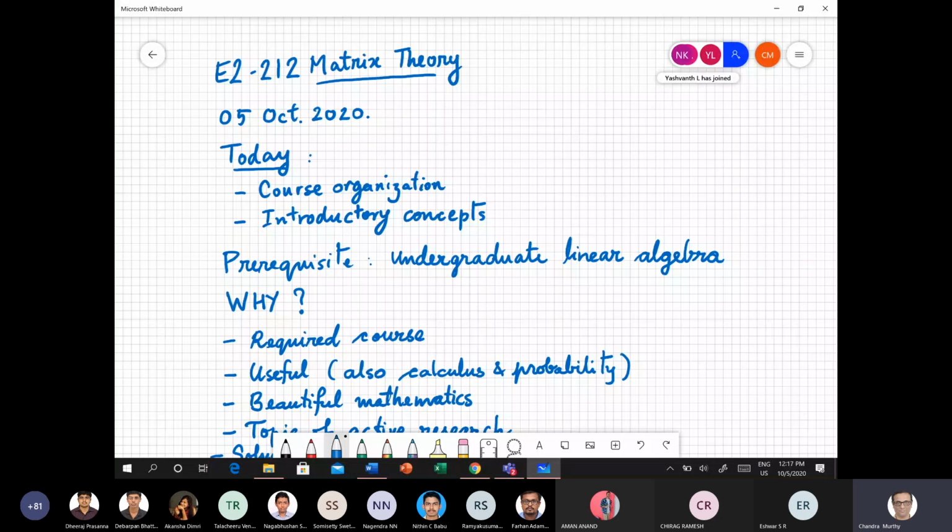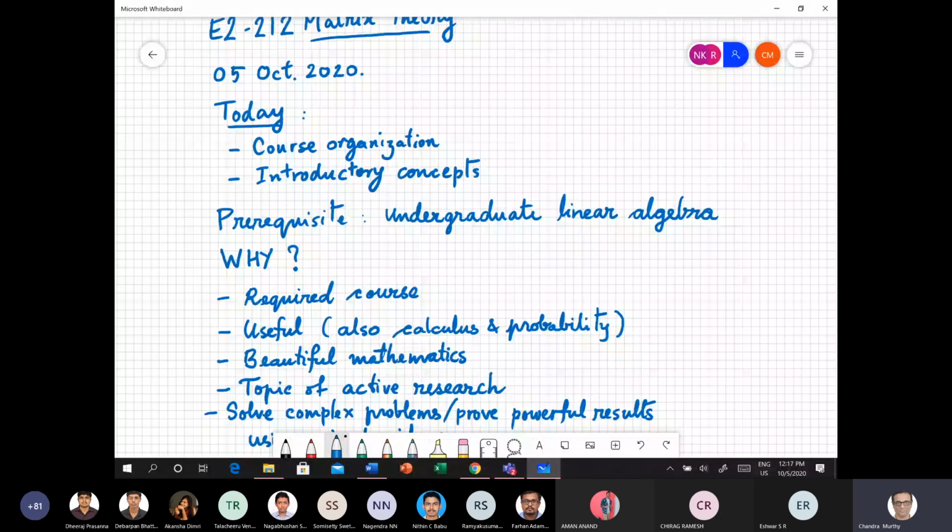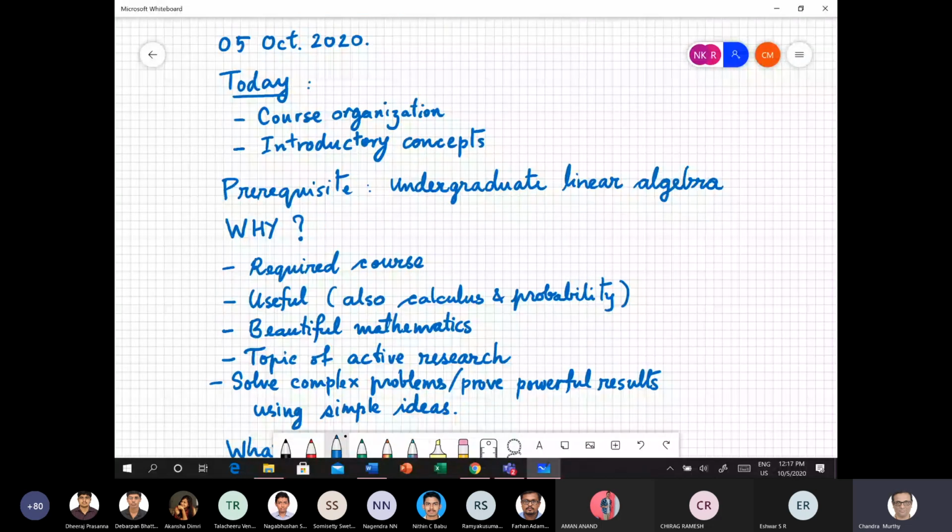So I guess I've already written the answers here. One obvious reason is that this is required. For example, if you're an MTech signal processing student, then you have to take matrix theory. But it's also useful. After calculus and probability, or in addition to calculus and probability, this is probably the most useful mathematics that you can possibly learn. It's also very beautiful, and I will try my best to give you a sense of that over the duration of this course. And it's a topic of active research in its own right.